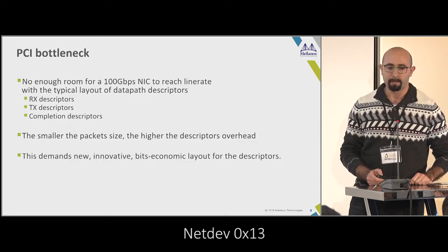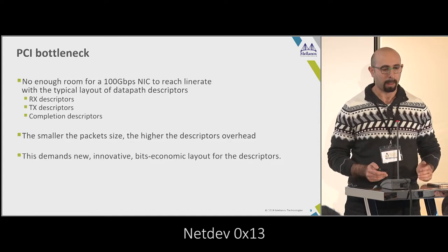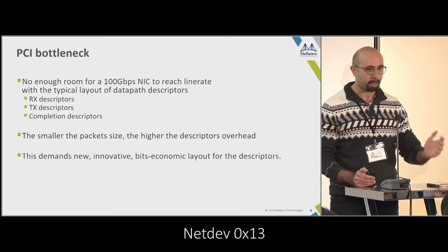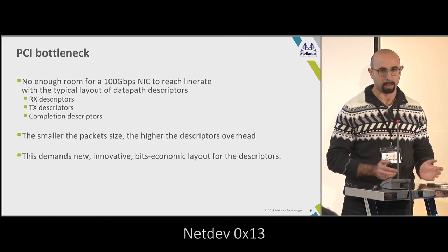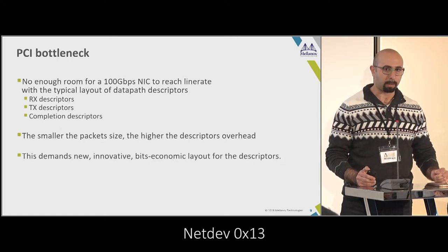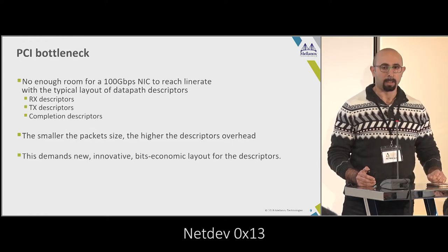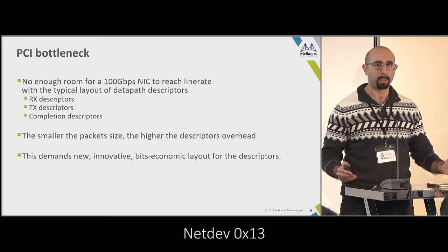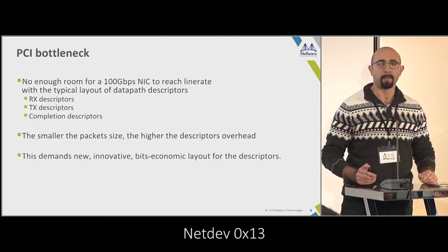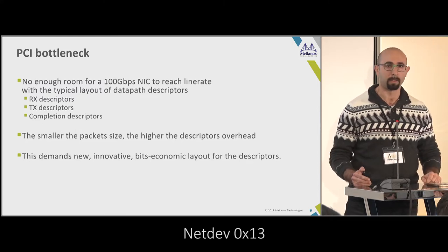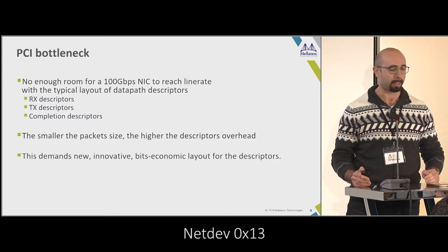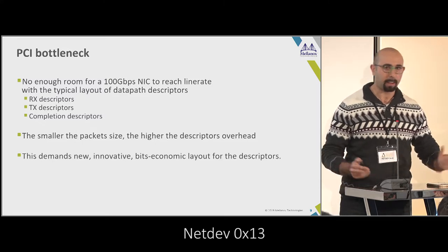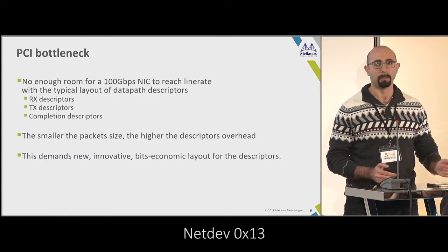And if we're talking about a NIC speed of 100 gigabits per second, then it leaves us not enough room to reach our line rate with the typical layouts that we have used until now in our data path descriptors. So we're going to revisit the layouts of RX descriptors, TX descriptors, and the completion descriptors. The problem gets even worse when you want to reach line rate with small packets, because the descriptor overhead is more dominant. So again, this demands rethinking about things that you used to do until now.